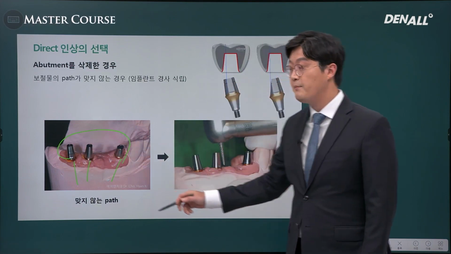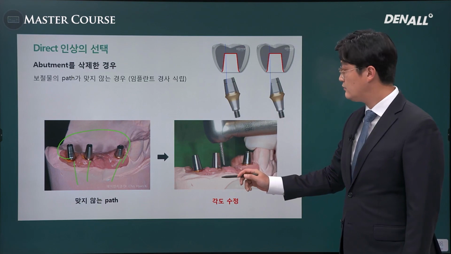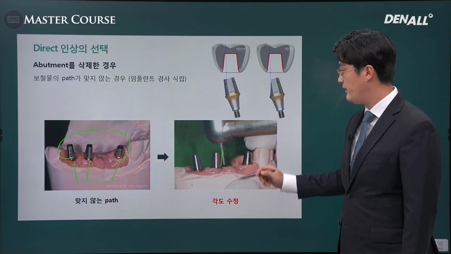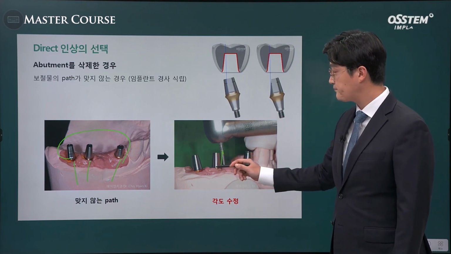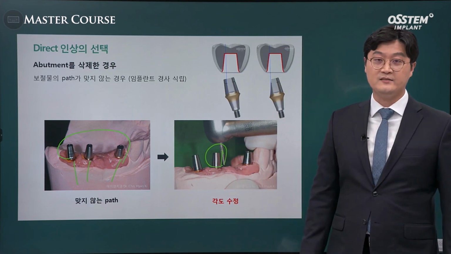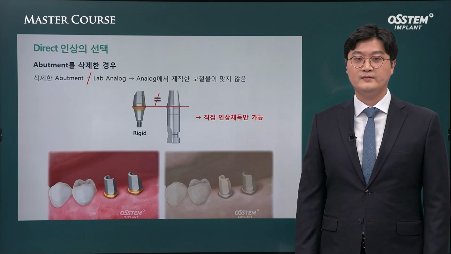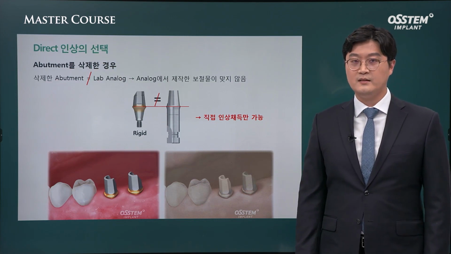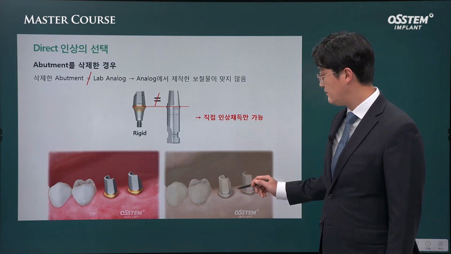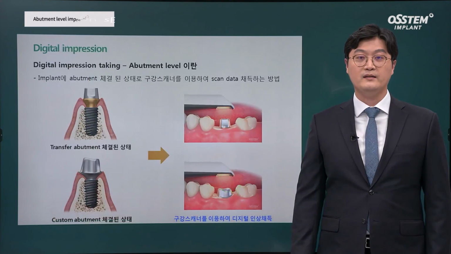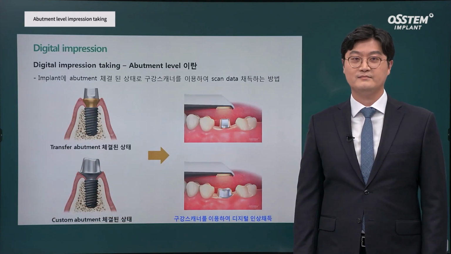If implants have different paths, to make a one-piece prosthesis the path should be aligned, so they need to be reduced in the mouth. Thus, indirect impression taking will not work. So if it's angled and it is reduced, direct impression taking is the only option.